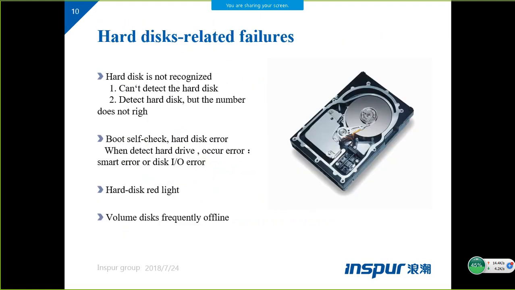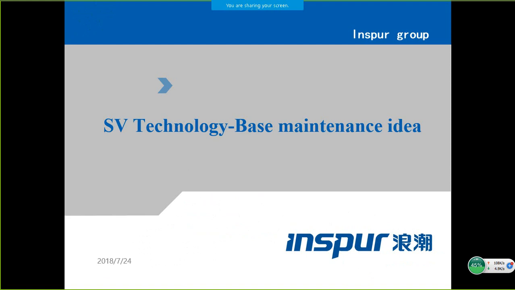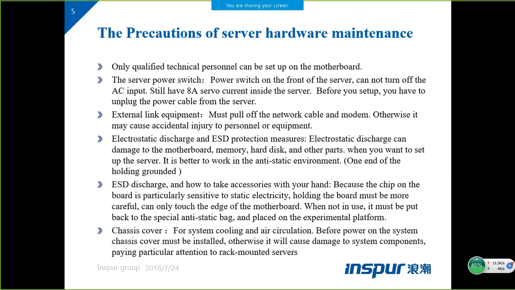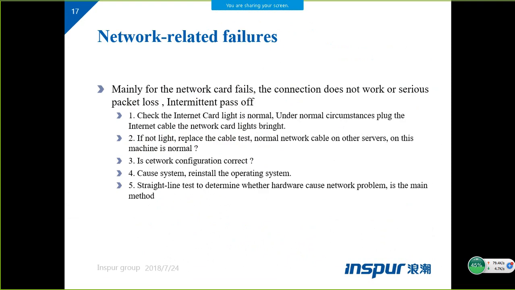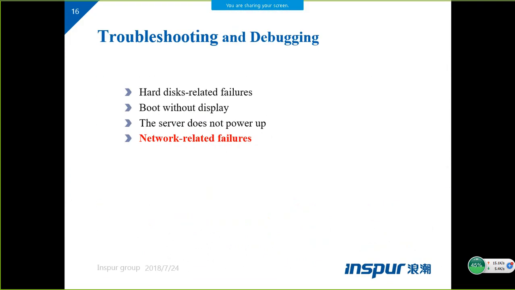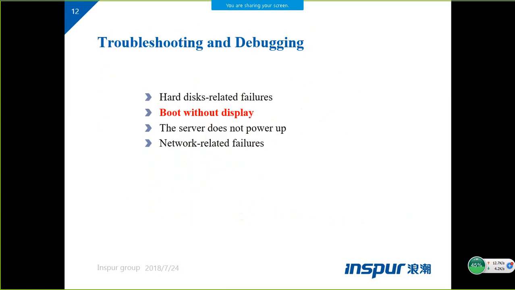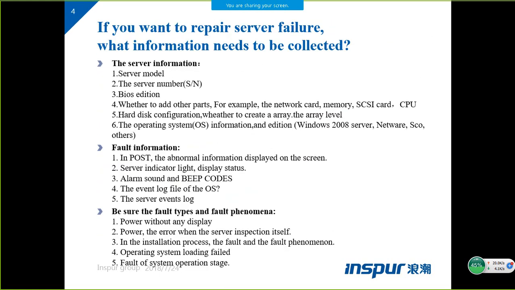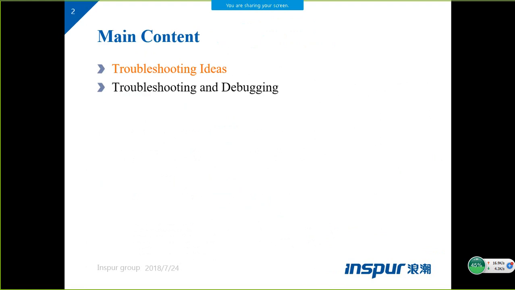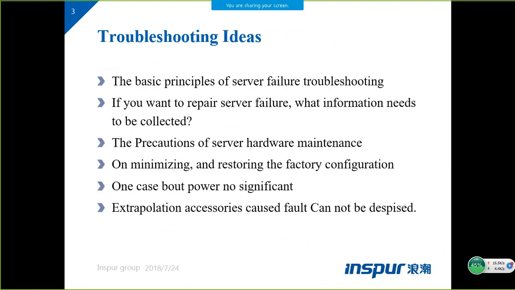So okay, this material is for the basic maintenance ideas and process. Mainly we mentioned the network, can power on, can power on but without display, and hard drive failures, and some troubleshooting ideas. So it's better to minimize the configuration of the server, which can help you find the real problem step by step.